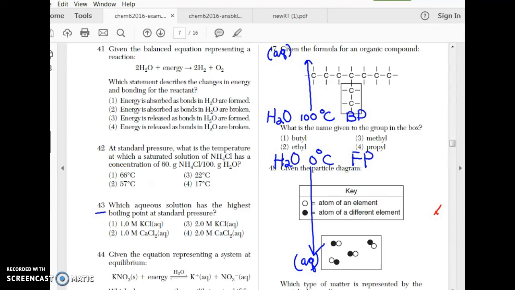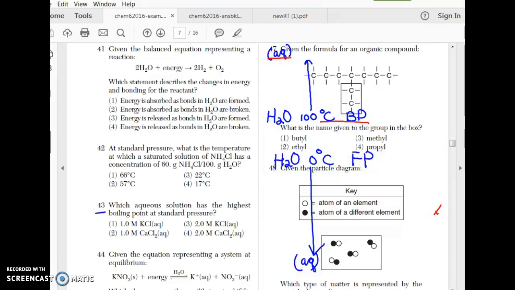Question 43, which aqueous solution has the highest boiling point at standard pressure? Well, let's remember one thing. As I sketched over here, any solution that you make in water, doesn't matter what it is, is going to have a higher boiling point than pure water. This actually is one of the tougher questions.